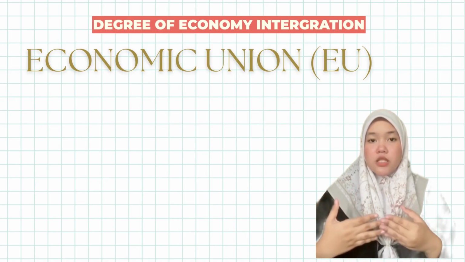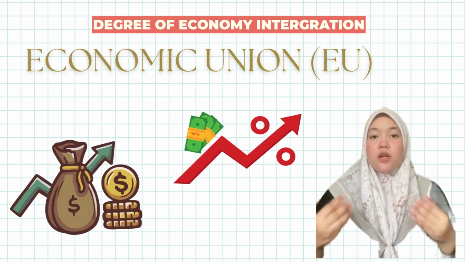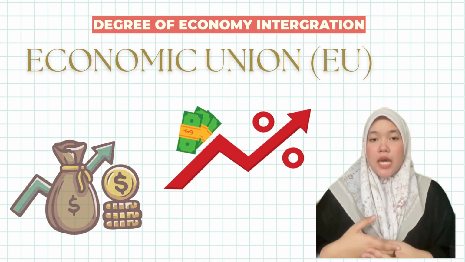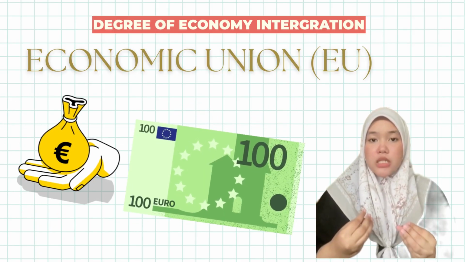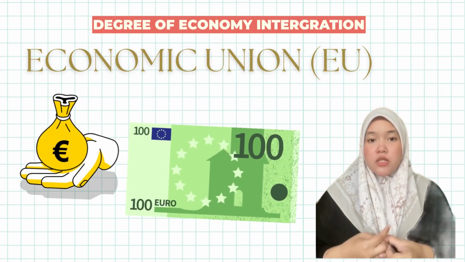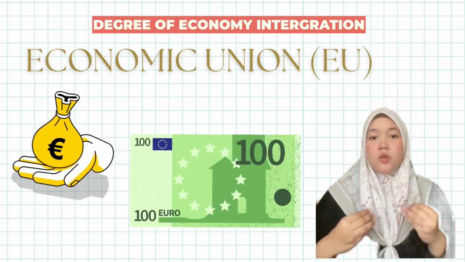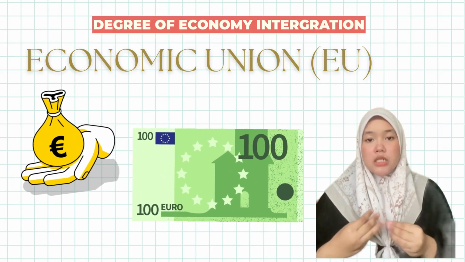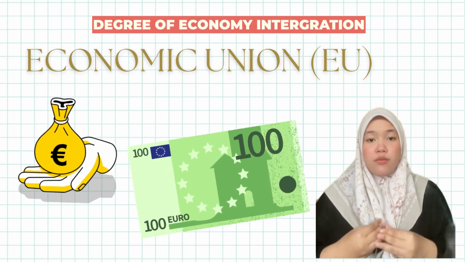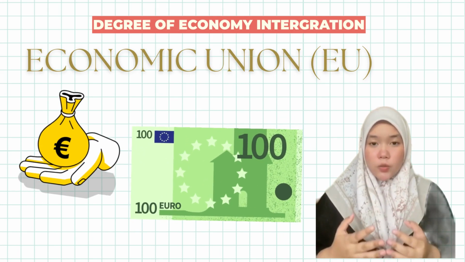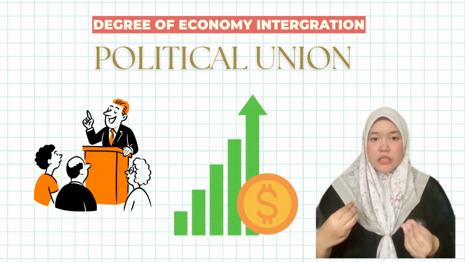Here, member countries not only unify trade and labor movement but also coordinate economic, fiscal, and monetary policy. An example is the European Union with the euro currency. The main effects include reducing the risk of economic crisis, easier trade with a single currency, and standardized regulation. Imagine Malaysia and other members using the same currency and coordinated trade policy to give investors confidence in a stable economy. The final level is complete economic integration or political union.